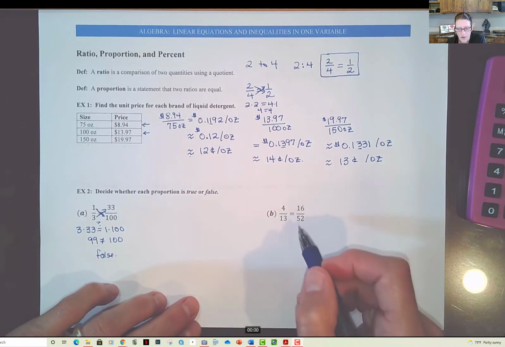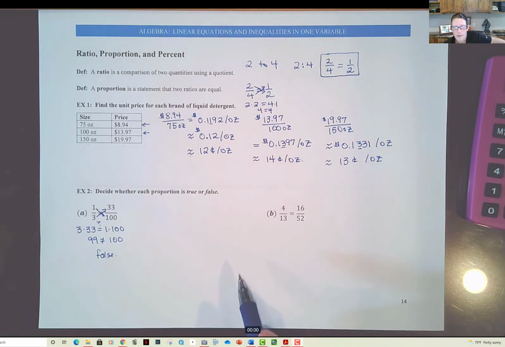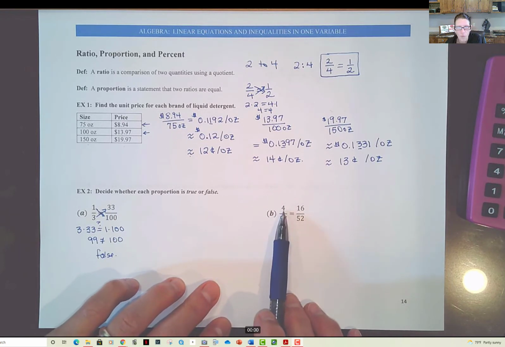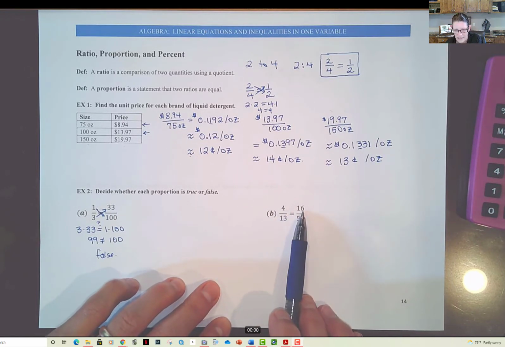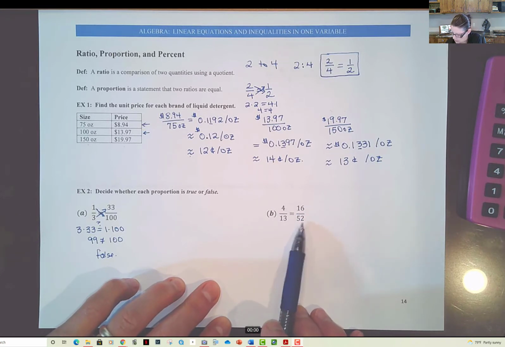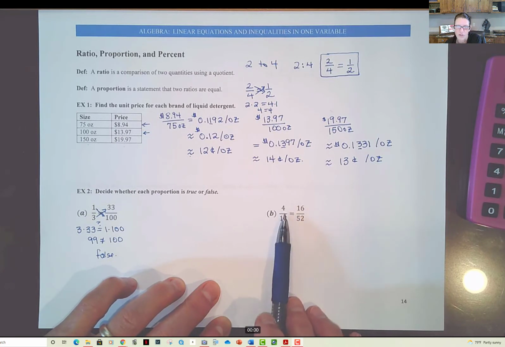I have a feeling that our next one is going to be a true statement. And just looking at that, we can tell it's a true statement because these are equivalent fractions. If we multiply 4 by 4, we get 16. And if we multiply 13 by 4 also, we get 52. So we can build up 4/13 to write 16 over 52. Or you might look at the right-hand fraction, the 16 over 52, and say, I can reduce that to 4/13.